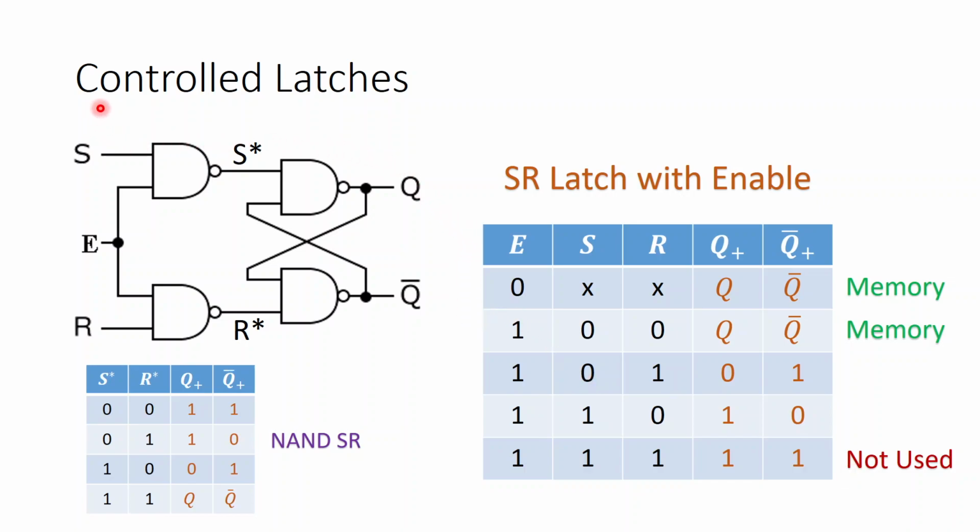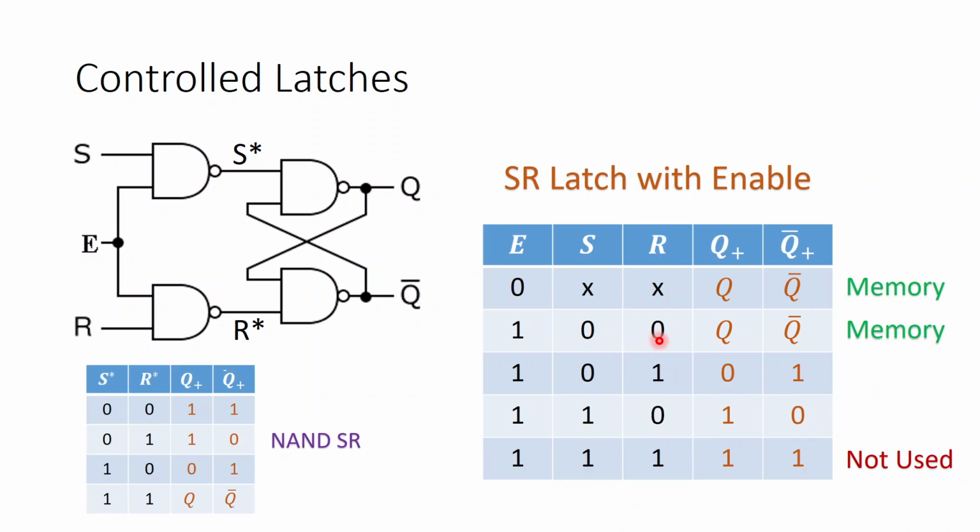So by giving the control latch, another thing we have achieved. Previously the input and output were a bit reversed. So when we were giving 0 1, the output was 1 0 for the NAND latch, but now the input and output correspond to each other. If we are giving 0 1, the output is 0 1. If we are giving 1 0, the output is 1 0.